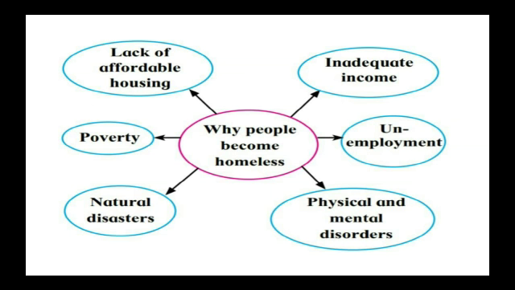Then natural disaster. Natural disaster is also one of the reasons where people have their houses built, but due to some natural disaster they lose them. Poverty, that means lack of money, is one of the reasons where they do not have their own house. Lack of affordable housing means they have the need, but they do not have that much money where they could afford housing.